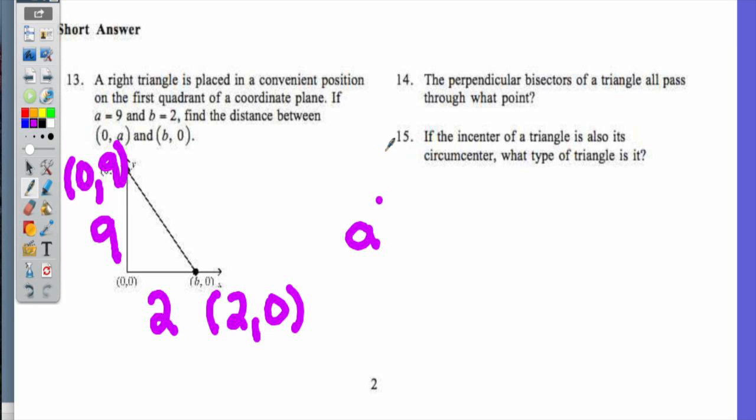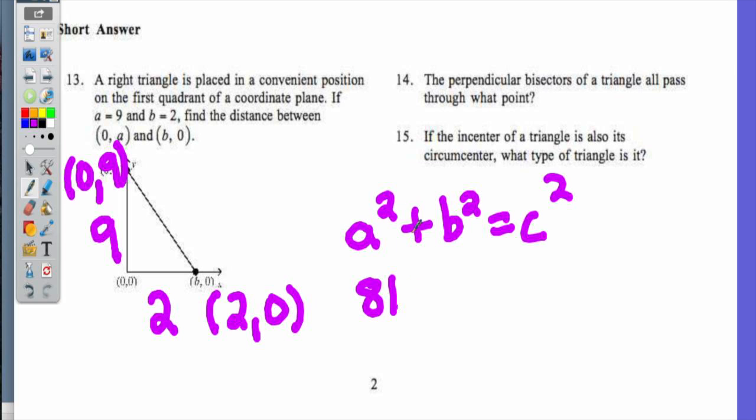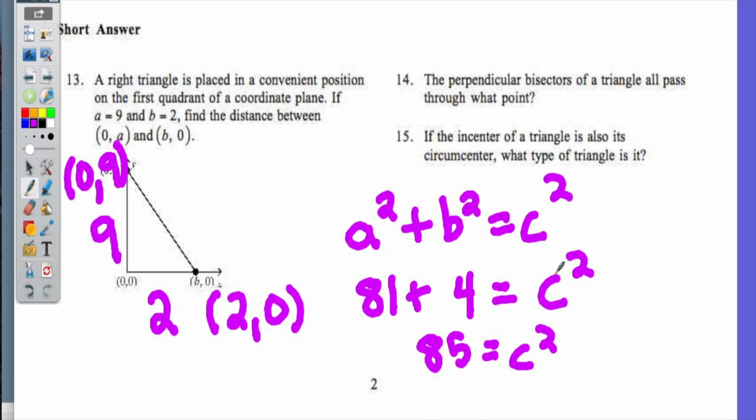So a squared plus b squared equals c squared. 9 squared plus 2 squared equals c squared. That means 85 equals c squared. The square root of 85 is c. In this case, that is simplest radical form.